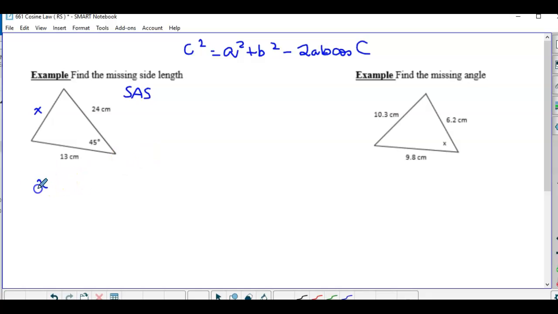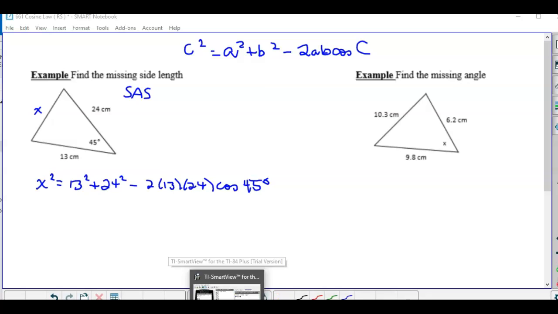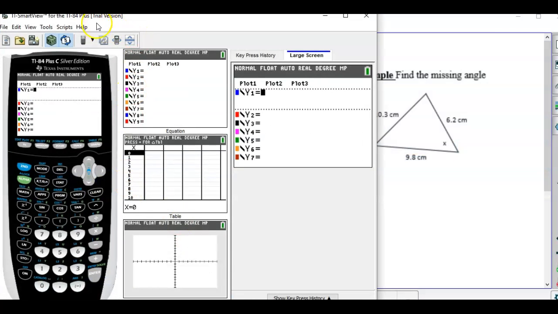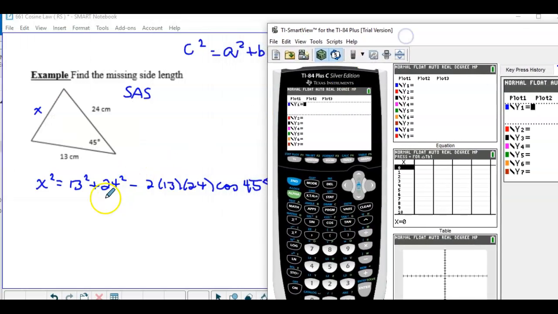So now I'm going to call it x, because that's what I've labeled. So x squared equals, it doesn't matter which is a and which is b, 13 squared plus 24 squared minus 2 times 13 times 24 cos of 45. Okay, it's a little bit messy. You don't have to evaluate every term inside here. You do have a graphing calculator. I do want to see what you're putting into your cosine law. So I want to see this step.